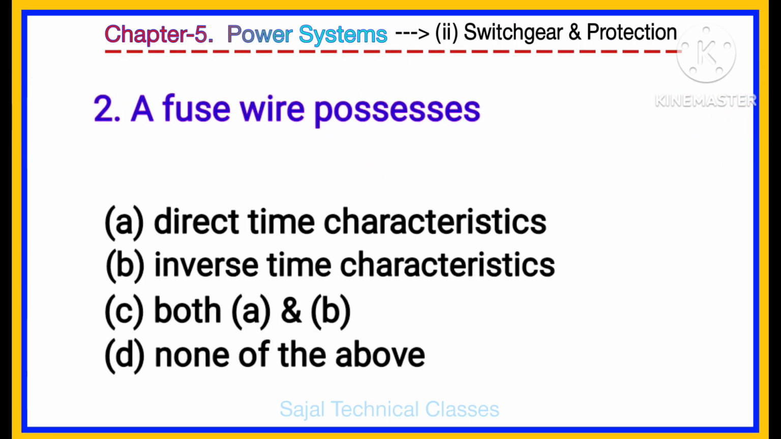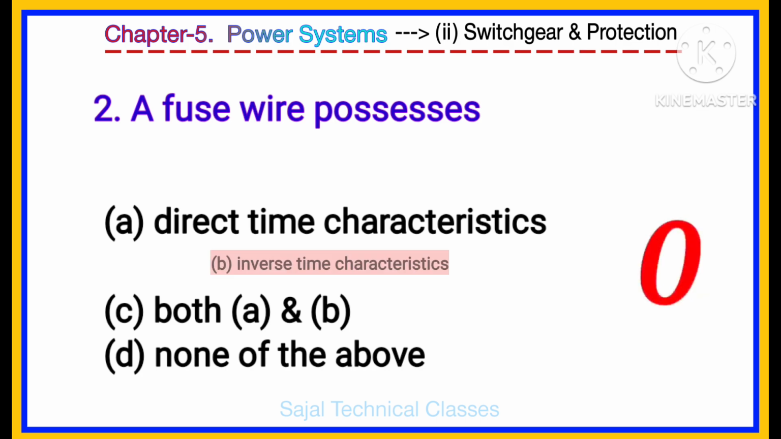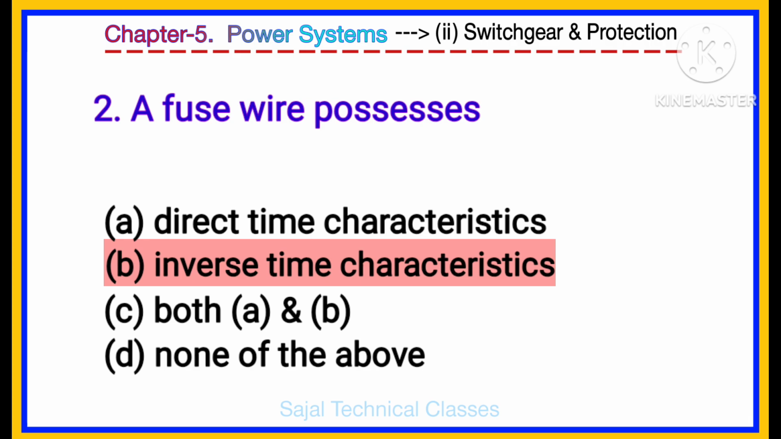Question number 2. A fuse wire possesses option A direct time characteristics, option B inverse time characteristics, option C both A and B, and option D none of the above. Option B is the right answer, inverse time characteristics.